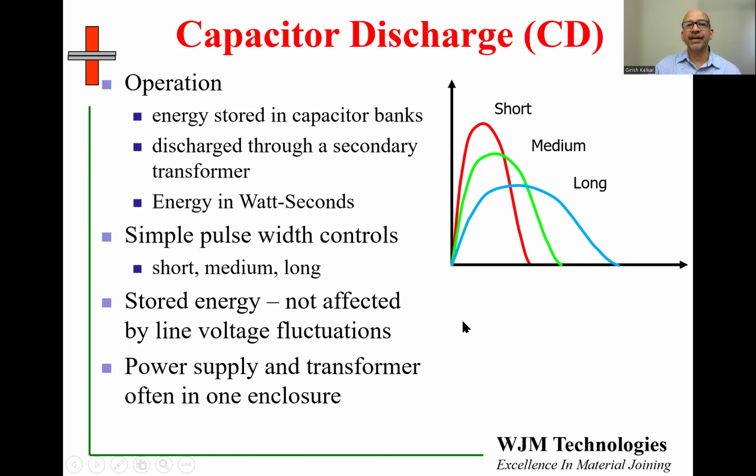Capacitor discharge power supply is perhaps the oldest technology. It is very simple. It has a bank of capacitors where the charge is stored. And as a user, you will program watt seconds, the energy which can be stored. And then that energy is discharged through a secondary transformer and delivered to the electrodes.